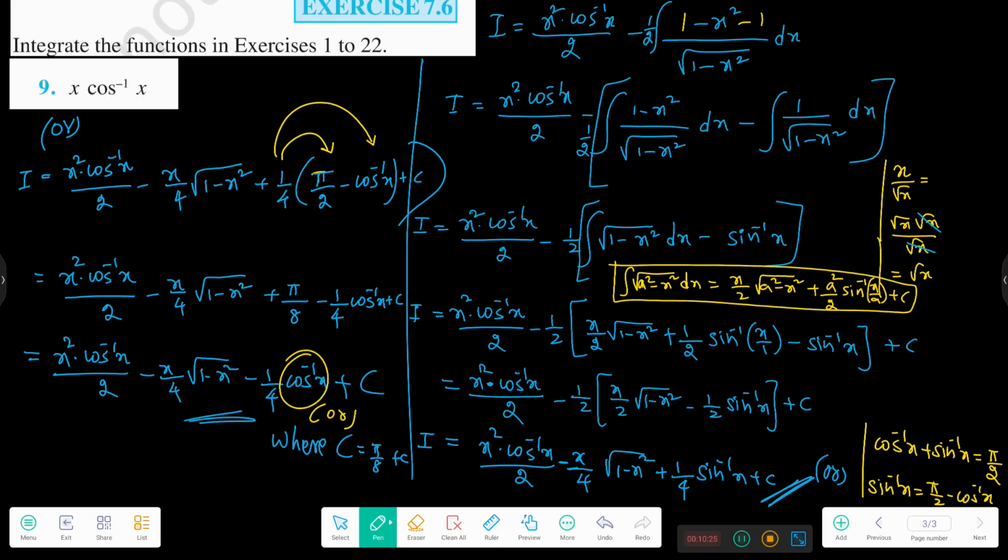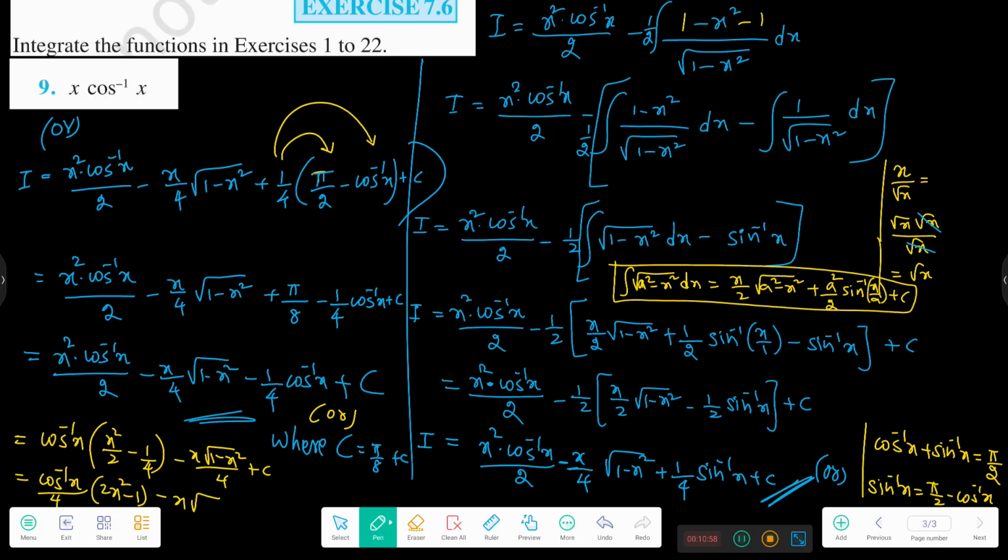Means the cos inverse you can take outside. If you are taking cos inverse outside now, what I am getting is x square divided by 2 minus 1 by 4, and minus x square root of 1 minus x square divided by 4 plus c. And if you take LCM in the denominator, 4 we can take outside. So that cos inverse x divided by 4 into 2x square minus 1 minus x into square root of 1 minus x square divided by 4 plus c.